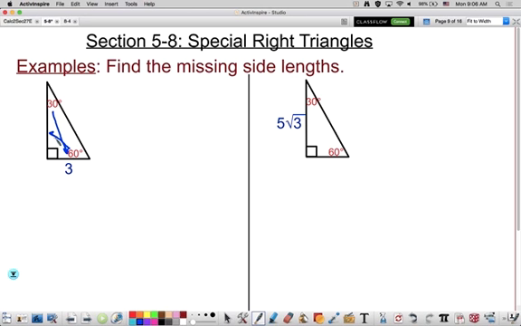A times the square root of 3. So it's 3 times the square root of 3. What's the longest side? 2 times 3. So it's 6.